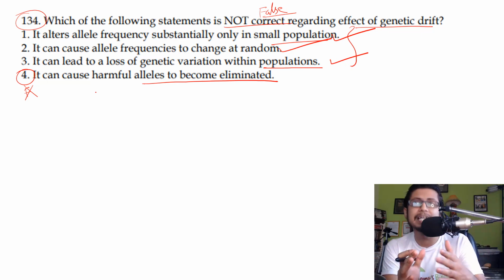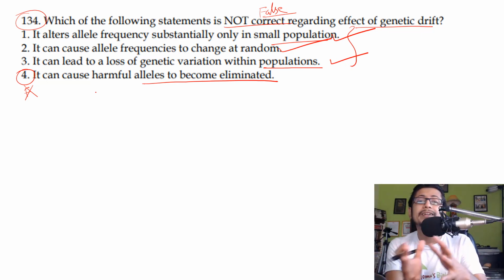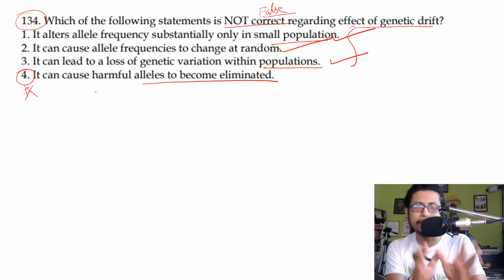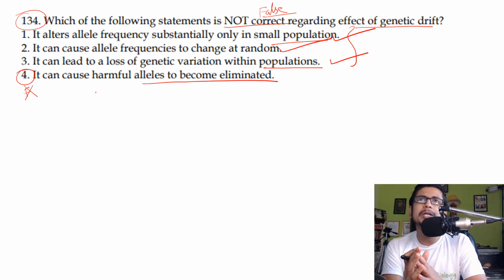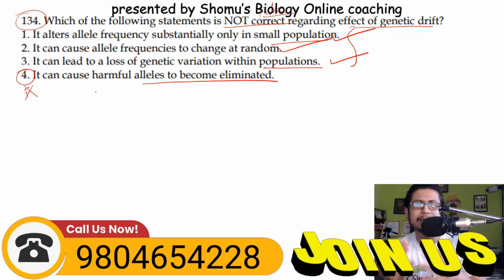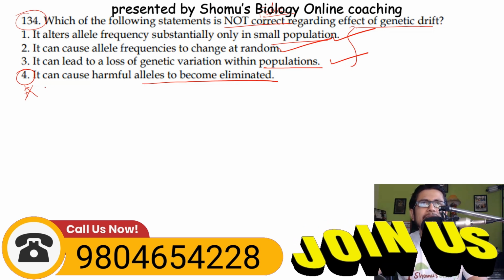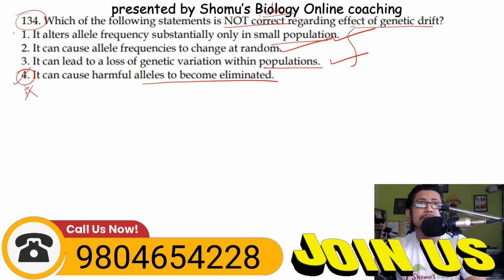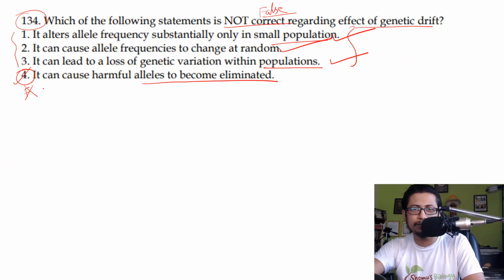If that were the case, then we could use genetic drift a couple of times. It's not regulatable actually, because this is a random event. So still, we choose option 4, because the rest of the three options are really correct. That's why we choose option 4. But technically option 4 is not totally false. Okay.